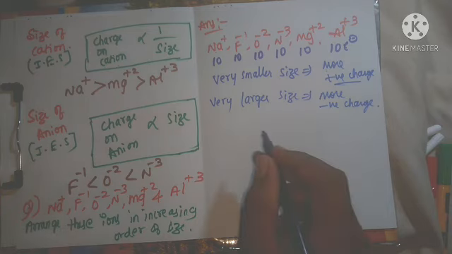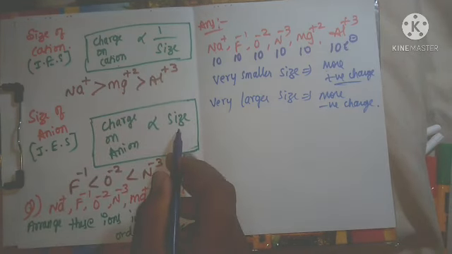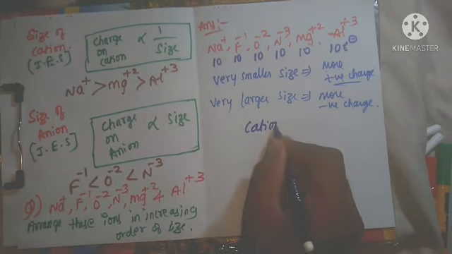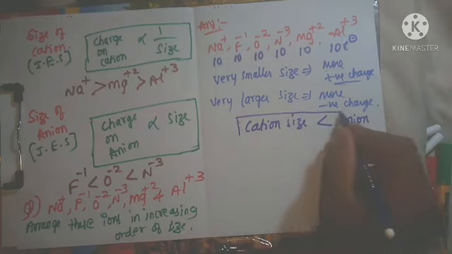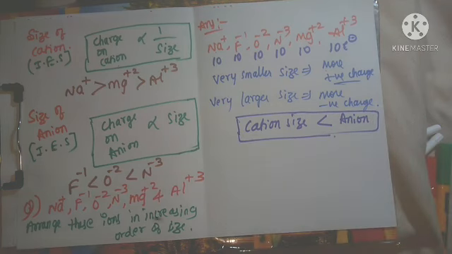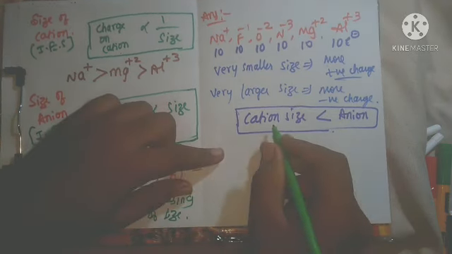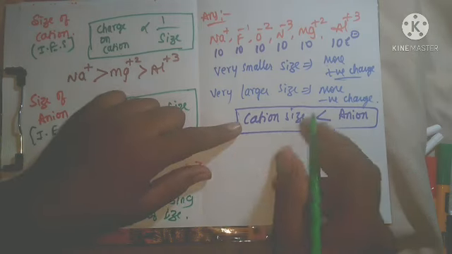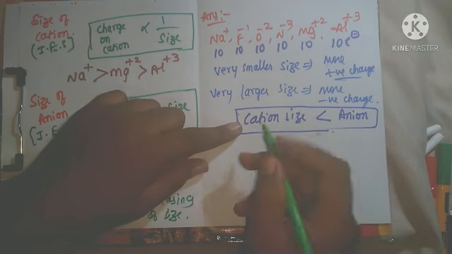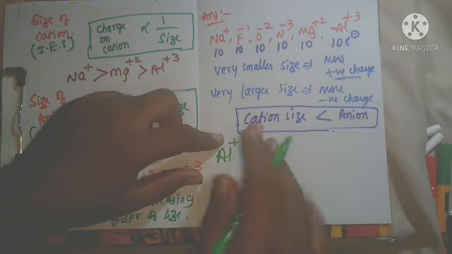First we will write the cation order, because cations are having smaller size than the anions. Another rule: cation size is lesser than anion size for isoelectronic species. Therefore the correct order: which one is having very small size? In isoelectronic species, cations only have the smaller size. In the cations, again, which one is having smaller size? The one which has larger positive charge. More positive charge, smaller size.